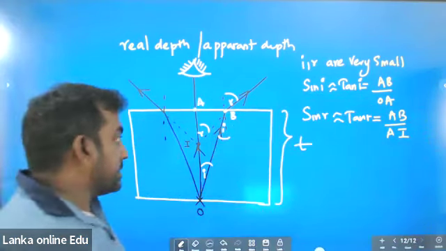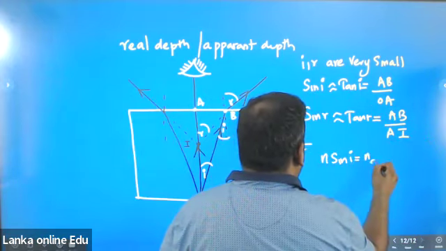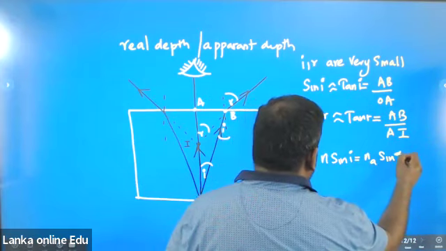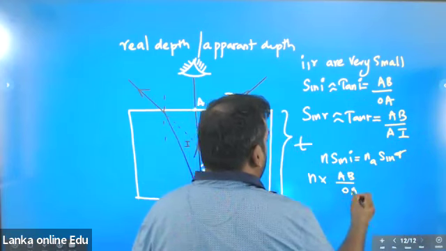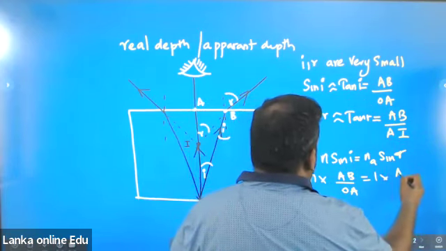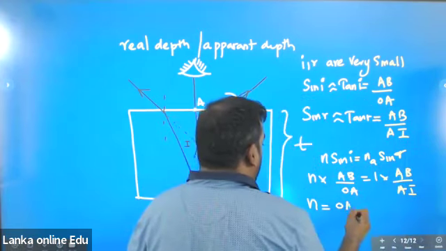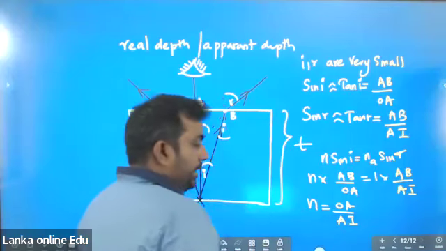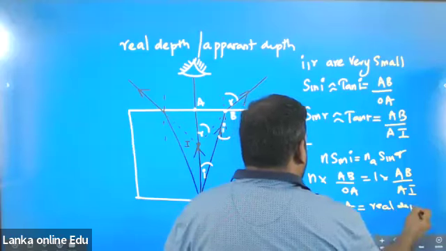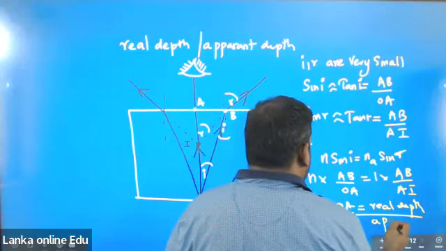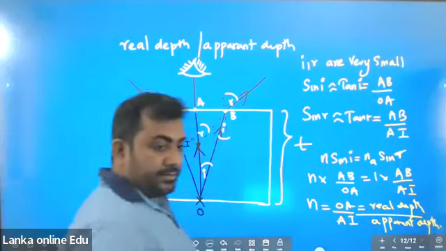Now, if you write the relationship very carefully, n sin I is equal to sin R. Sin I is equal to AB over OA. Sin R is equal to AB over AI. AB cancels off, leaving OA divided by AI. What is OA divided by AI? Real depth divided by apparent depth.